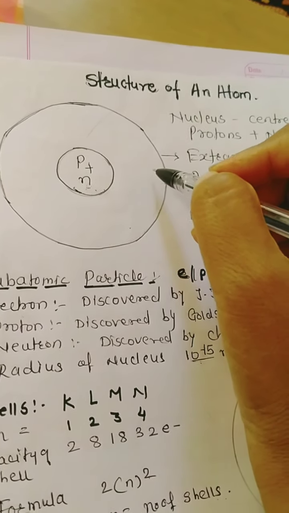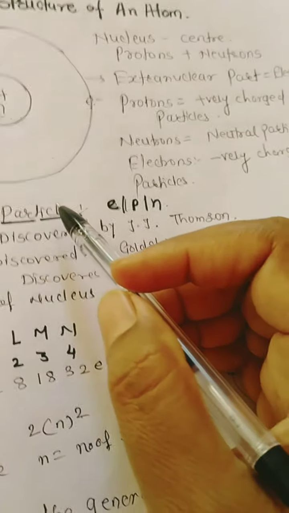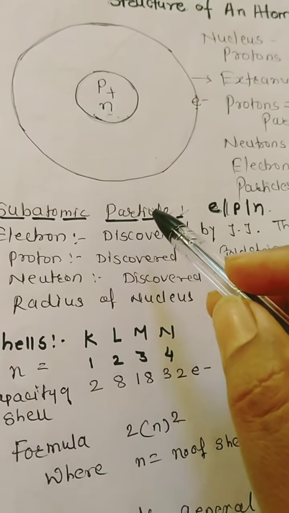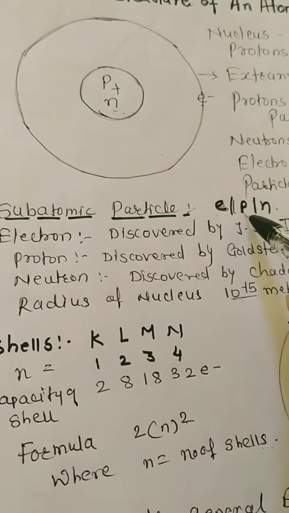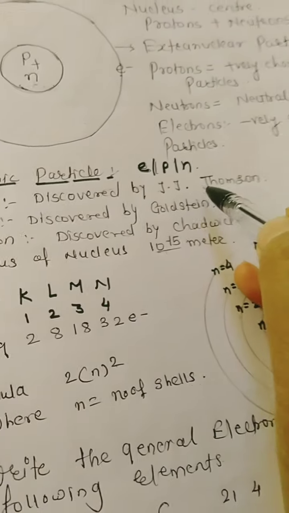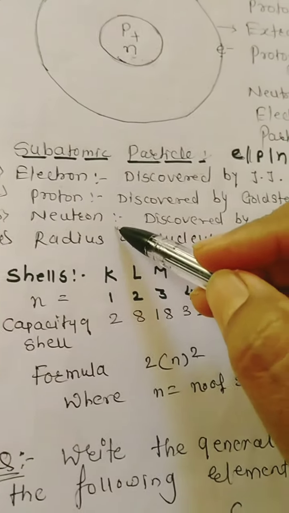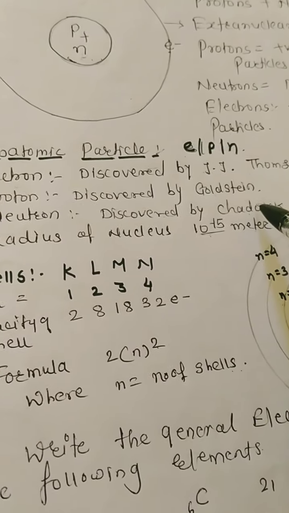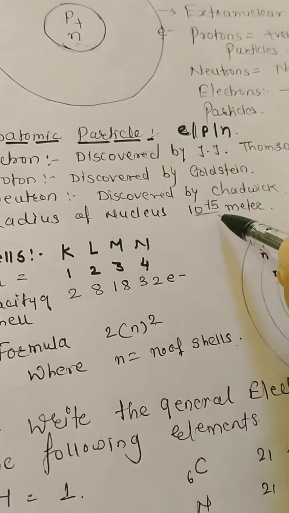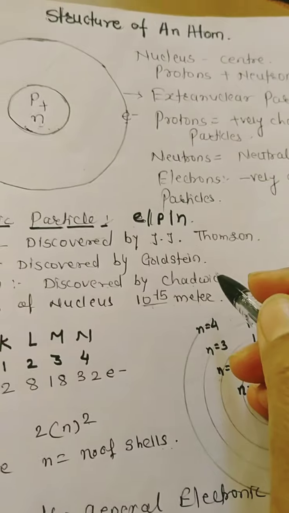Okay. Now atom consists of some subatomic particles. Atom के अंदर कुछ subatomic particles होते हैं, and those subatomic particles are called electron, protons and neutrons. Electron was discovered by Sir J.J. Thomson. Proton was discovered by Goldstein. Neutron was discovered by Chadwick. As we know, the radius of the nucleus is 10 raised to power minus 15 meter. We must know the charges of electron, protons and neutrons.